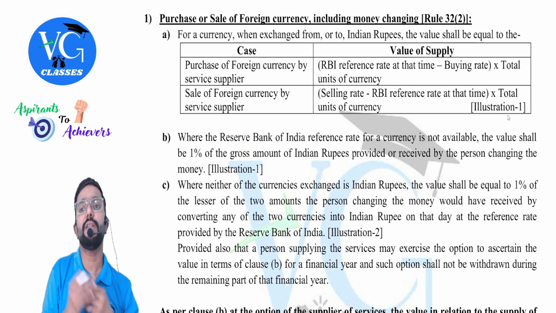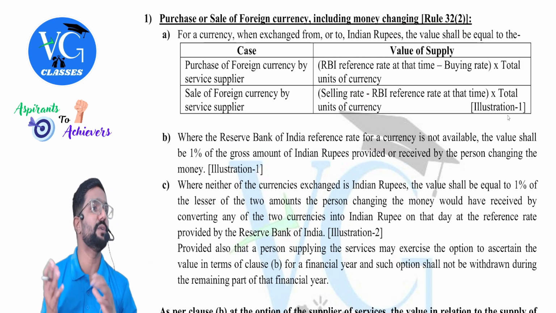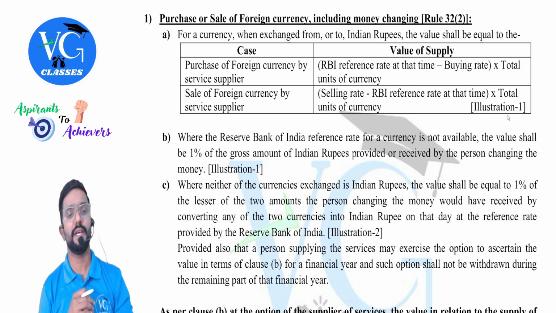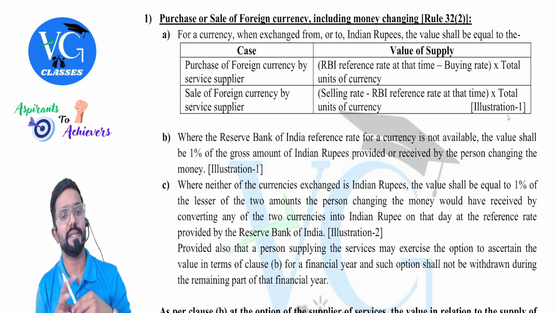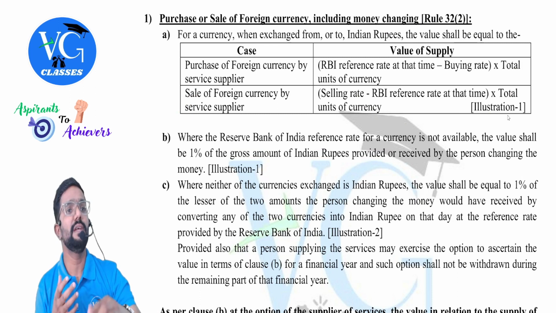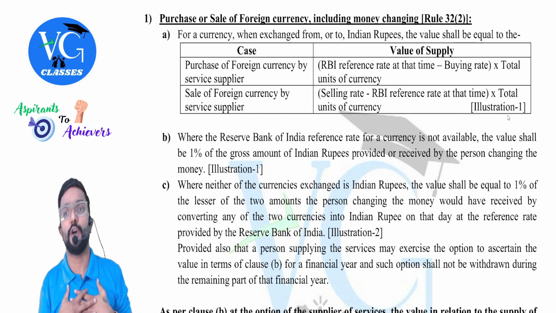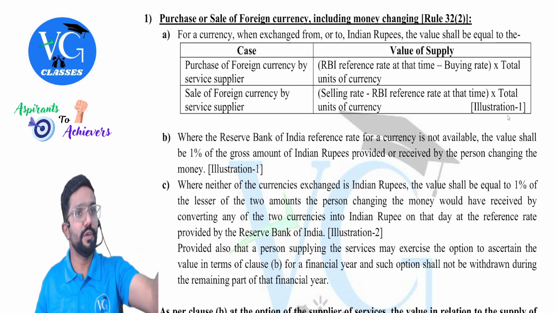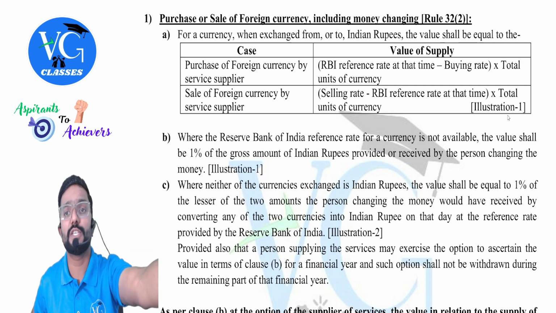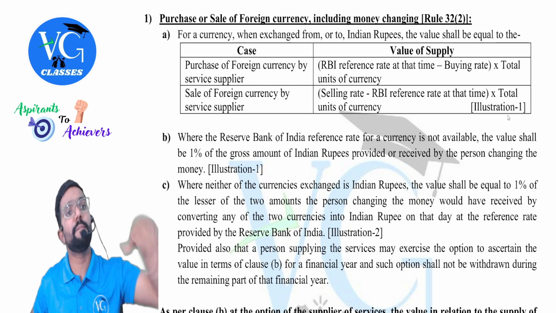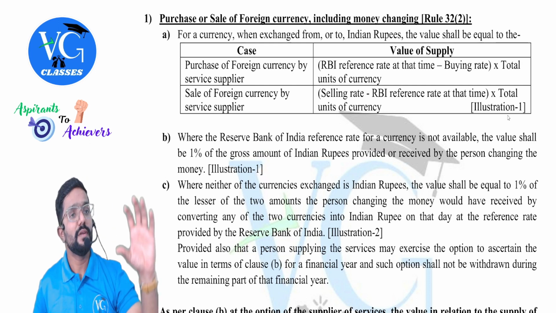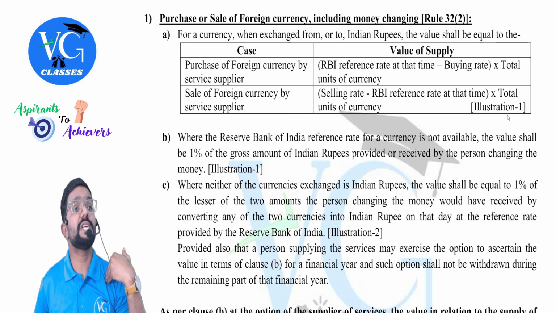Assume $100 is exchanged. So 10 into 100. Same way, what if you are selling the foreign currency? Sale of foreign currency by service supplier. For example, assume I want Australian dollar. So I came to you. You are an authorized dealer. I purchased Australian dollar from you by paying Indian rupees. Now you sold Australian dollar.